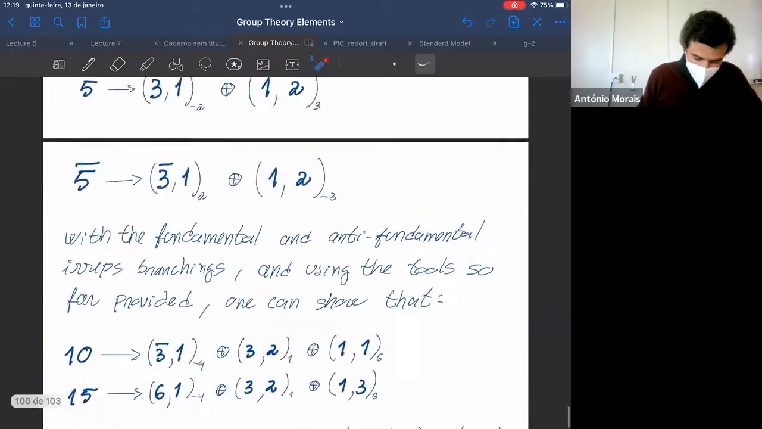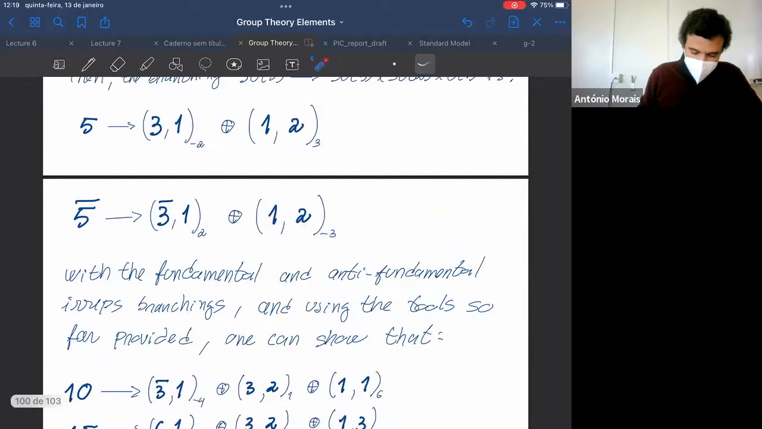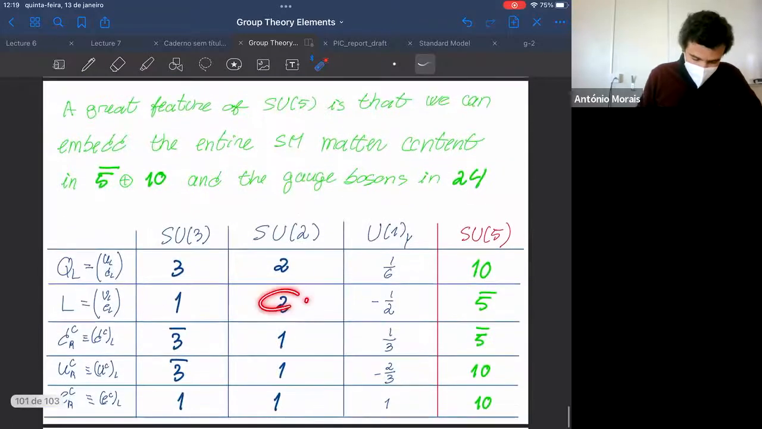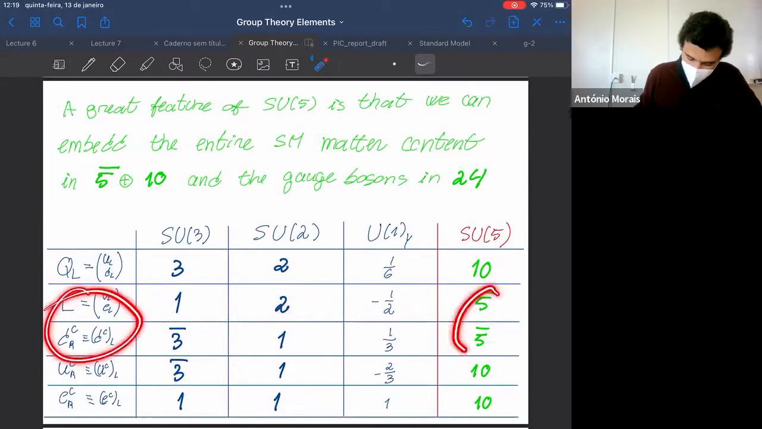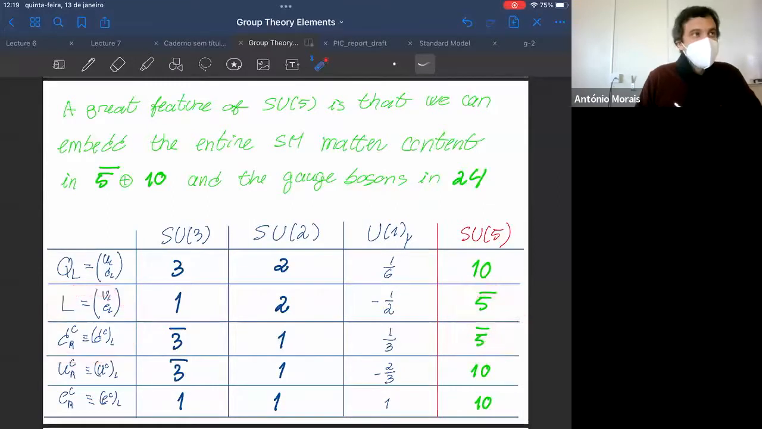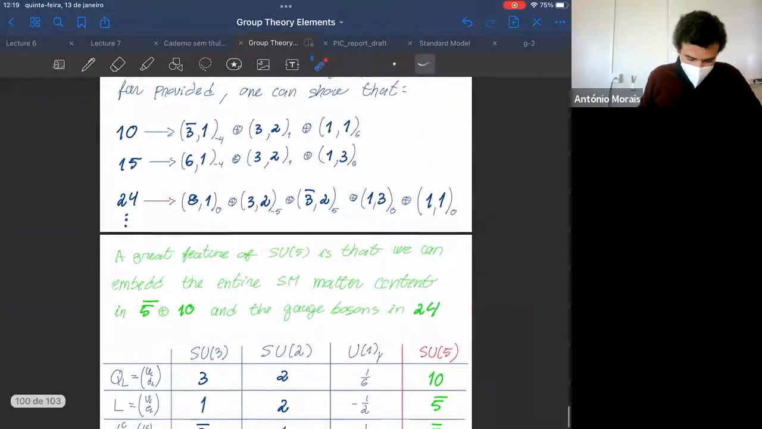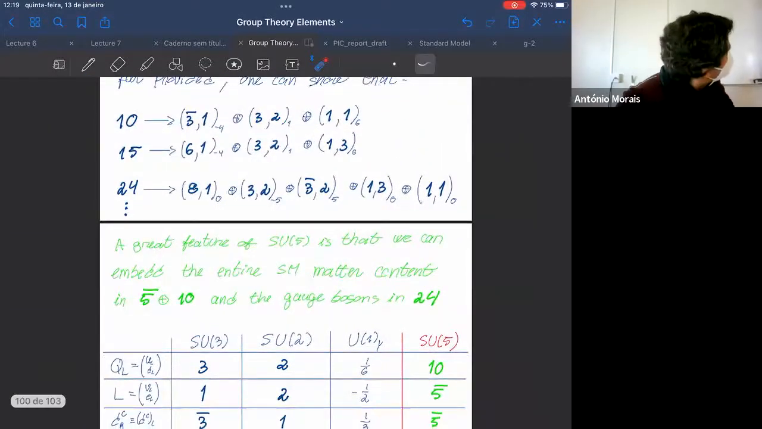Now you have also (1,2), so a doublet with -3/6, which is -1/2. Doublet, so (1,2), -1/2, leptons. So these two are both inside the 5 bar. Now look at the 10 here. Let me zoom out a little bit. You can see, I think so.